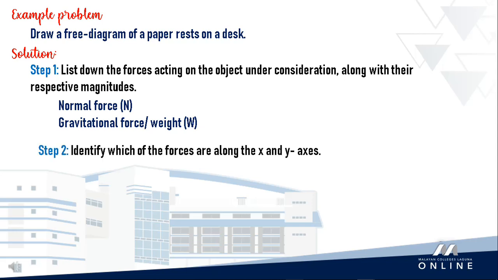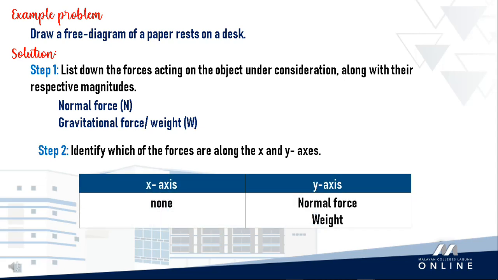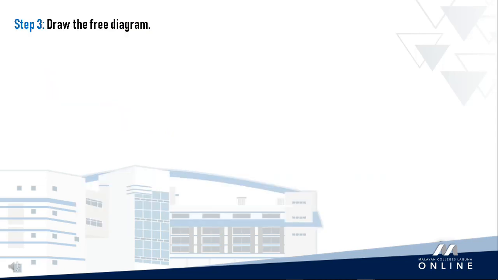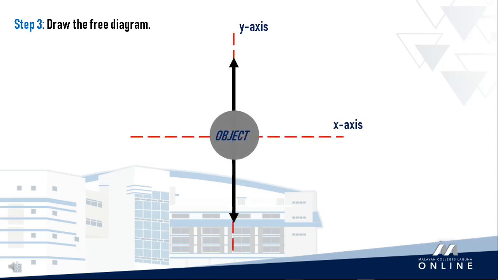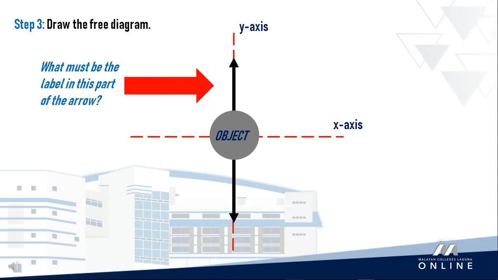Next, we identify which of the forces are along the x and y axis. We can make a table to easily represent it. There are no forces in the x-axis, while the normal force and weight are found in the y-axis. Lastly, from this information, we can draw the free body diagram as this. Notice that the object is at the center with the arrows equal in length. Then label it. What must be the label in this part of the arrow? Correct. It must be the normal force pointing upward, while opposite to it is the weight.